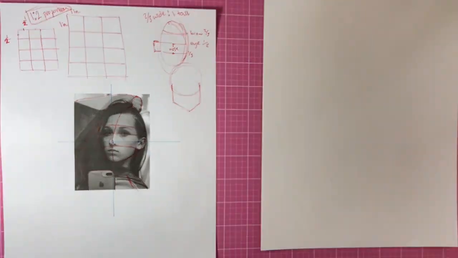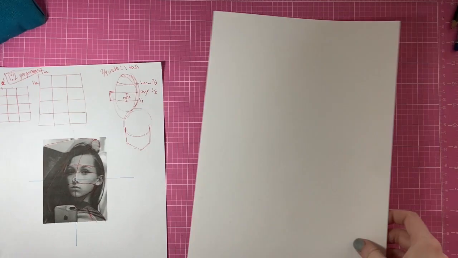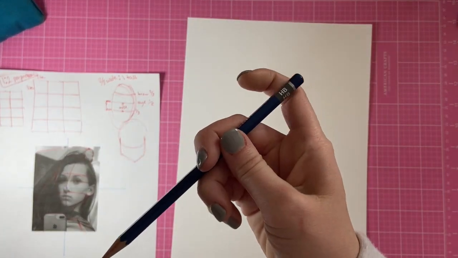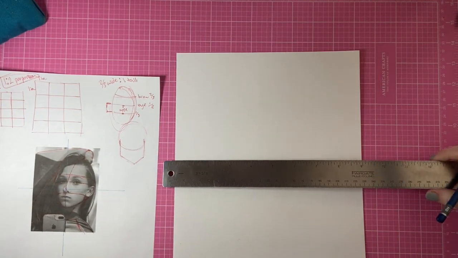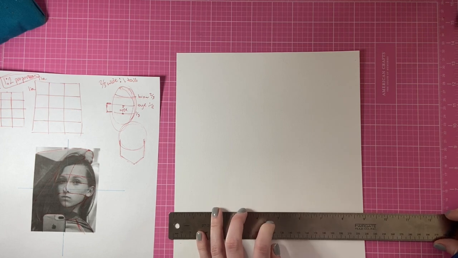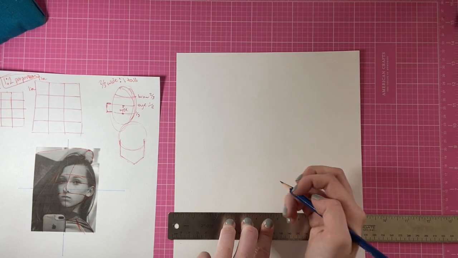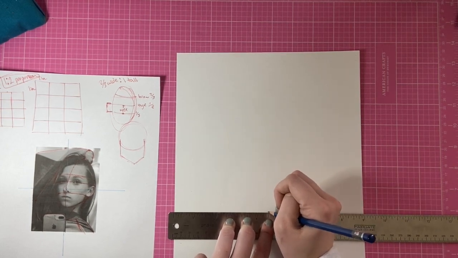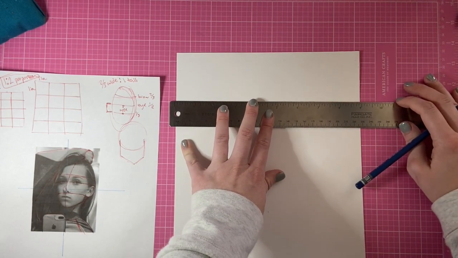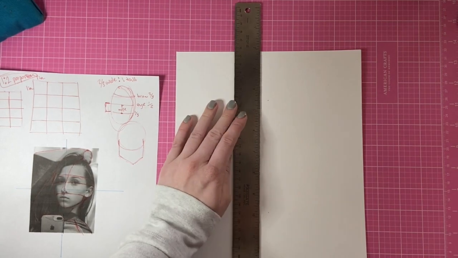Now, on my drawing paper, 9 by 12 inches, I'm going to use my HB pencil. So this is just your regular number 2 pencil. It's not super hard, but not super soft either. And I'm going to mark the halfway point. So 9 inches, half of 9 is 4.5. So I'm going to measure 4.5 from the side here, and 4.5 from the side up there. And then I'm going to connect it.